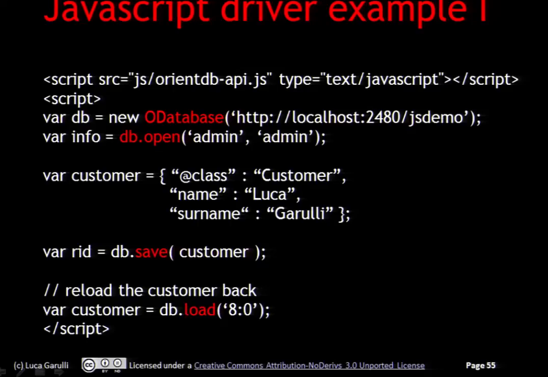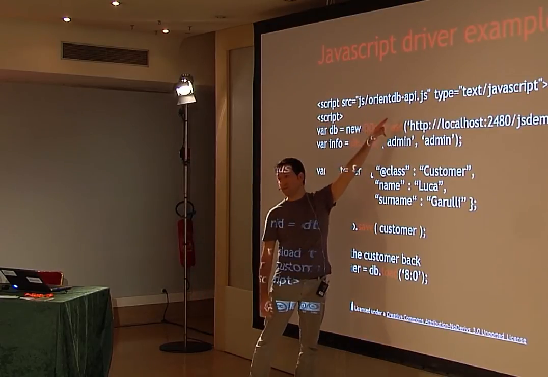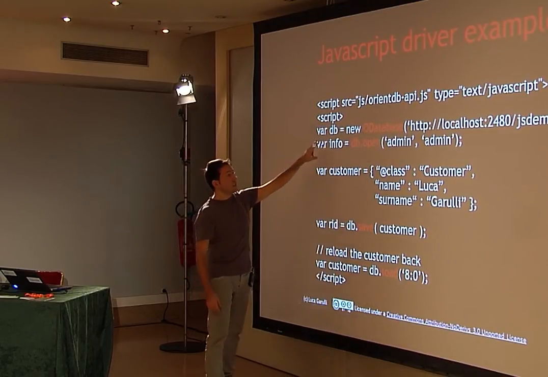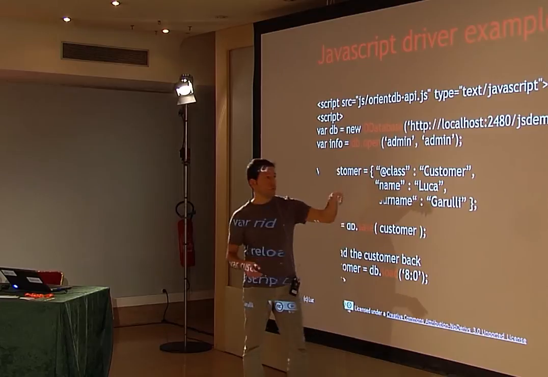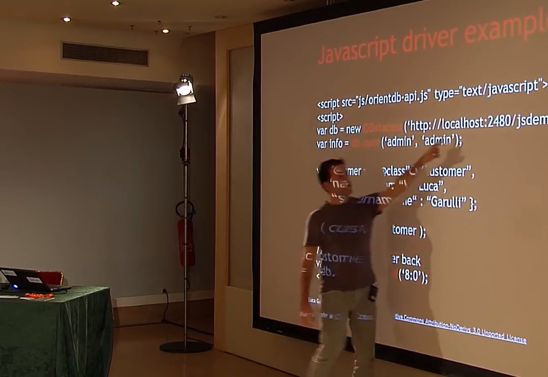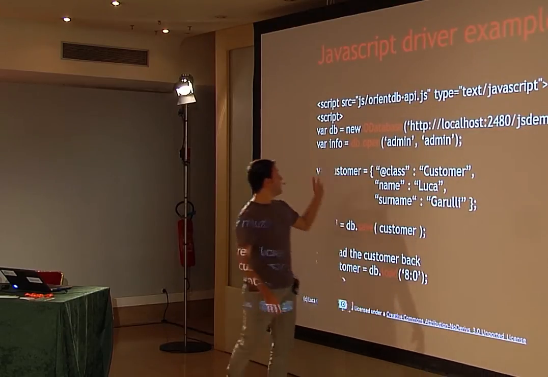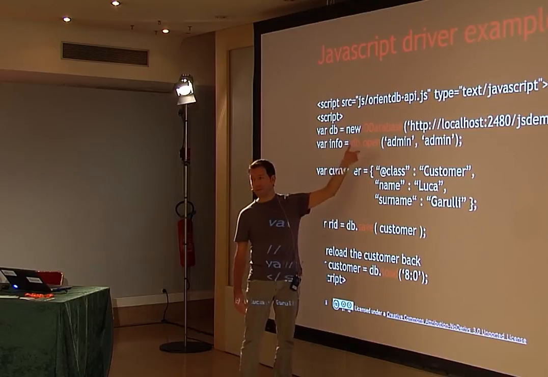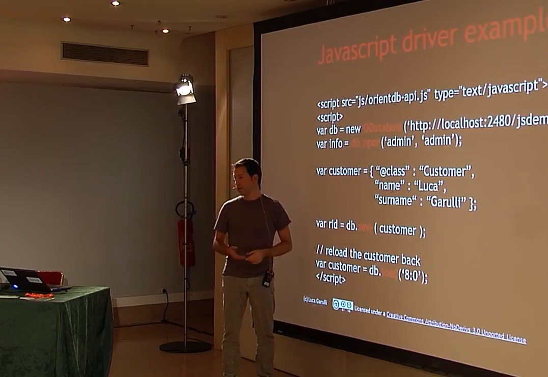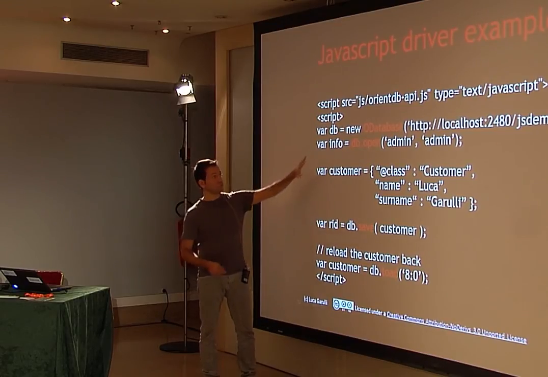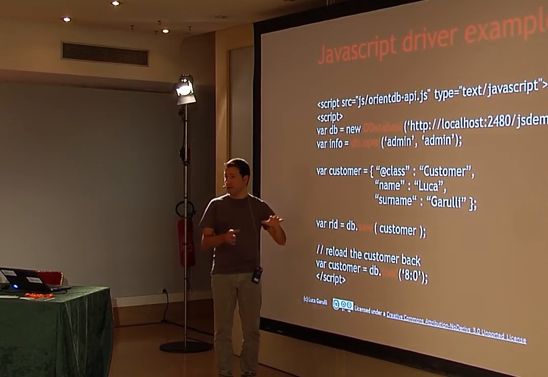This is a simple example about the usage. Just import the JavaScript driver. Create a new database with the URL where the database is stored. So the URL of the server, the port is this one by default, and this is the name of the database. Then you open the database. By default, every single database is born with admin as a user and two other users.